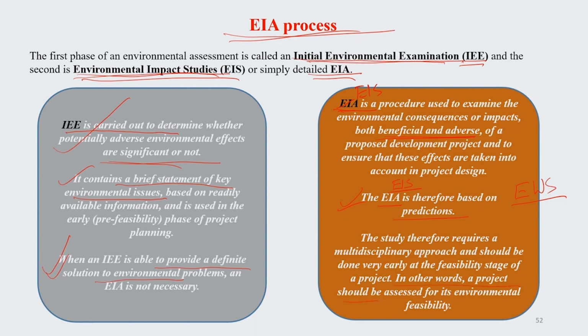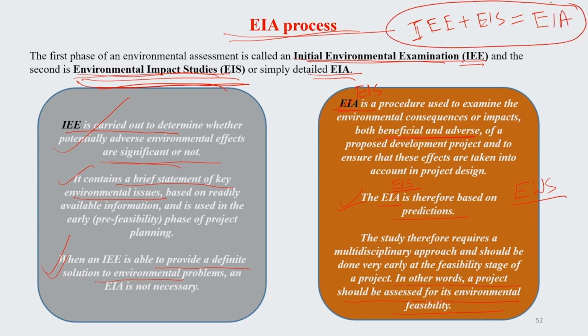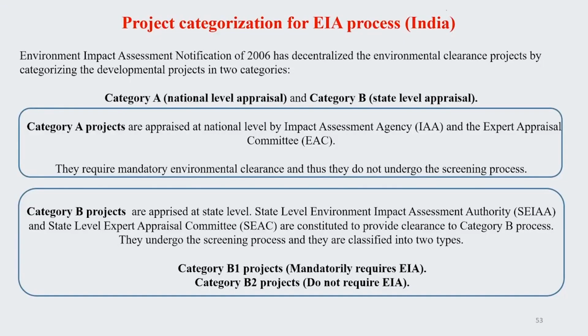So, in other words, a project should be assessed for its total environmental feasibility, and that you can do through this second process, EIS. Now, IEE plus EIS gives you a package which we call EIA. All right. Now, this EIA process in India goes through different routes and processes. As I said, every country could have different pathways of implementing and carrying out EIA.